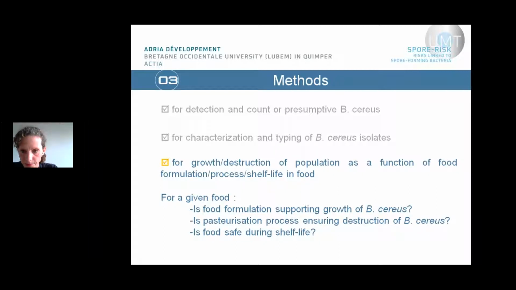And now I would like to give a few examples regarding predictive microbiology based tools, in order to have some information regarding food formulation. Is it supporting growth of Bacillus cereus? Is the process ensuring destruction of my contaminants? And during shelf life, will the development of Bacillus cereus occur?